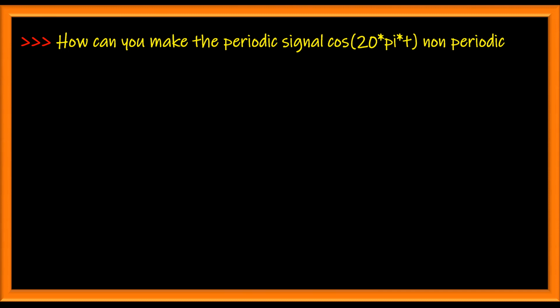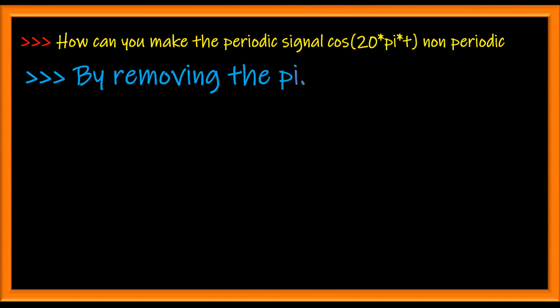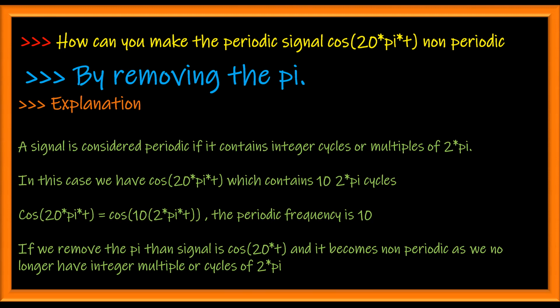How can you make a periodic signal non-periodic? By removing the pi. By definition, a signal is considered periodic if it contains integer cycles or multiples of 2 pi. When you get rid of the pi in this example, you are left with just cos 20t, and it becomes non-periodic as we don't have 2 pi cycles anymore in it.